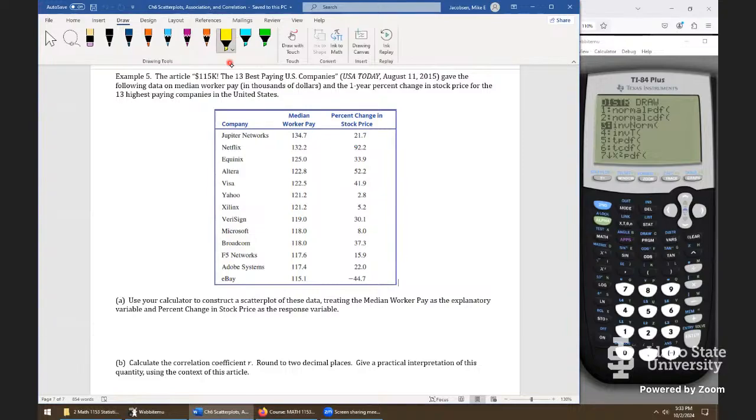So if we look at the data, say, for example, Netflix, this is old data. Netflix is not doing as good any longer, but back in 2015, they were doing fantastic. Median worker pay was nice, $132,000. That was a lot in 2015. And their stock price jumped up by nearly 100%. So that was an incredible performance for them.